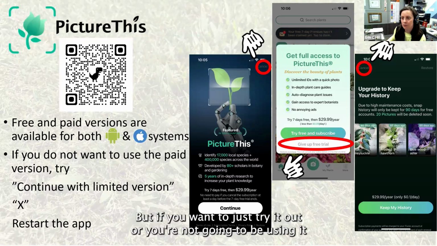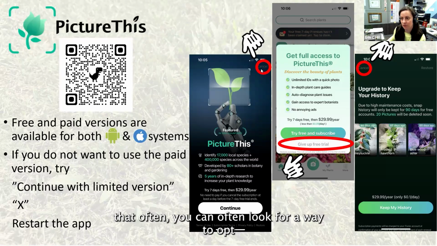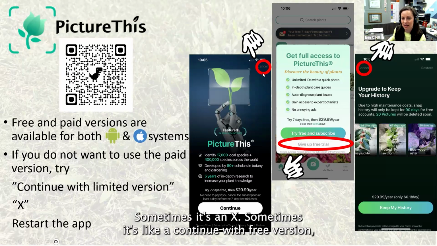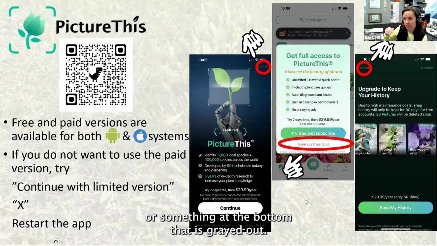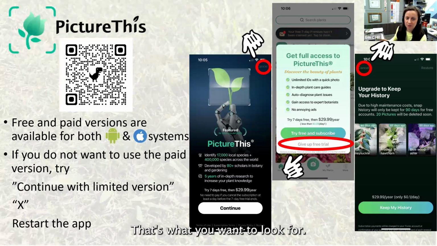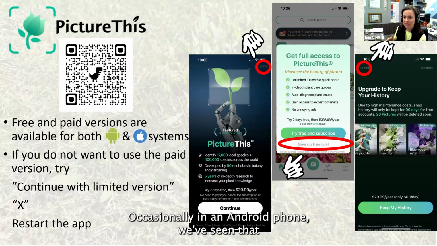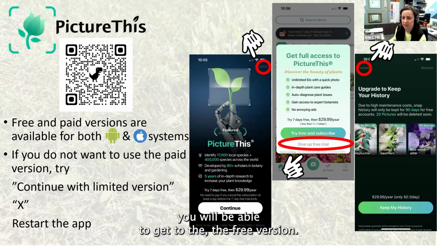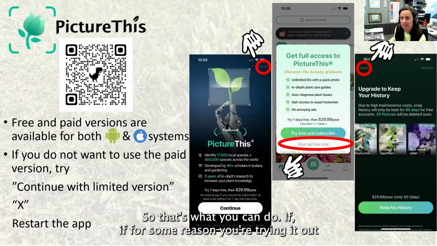But if you want to just try it out or you're not going to be using it that often, you can often look for a way to opt out of that paid version by looking for a grayed out cancel. Sometimes it's an X. Sometimes it's like a continue with free version or something at the bottom that is grayed out. That's what you want to look for. Occasionally on an Android phone, we've seen that those things don't appear. In that case, usually you can restart the app and you will be able to get to the free version.